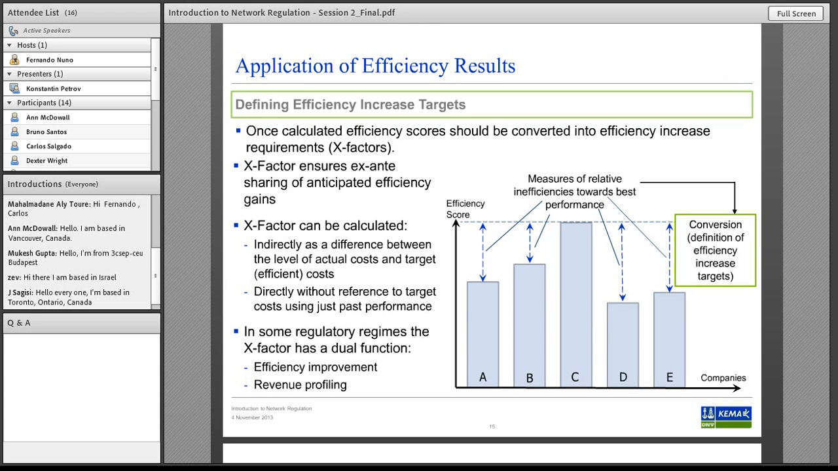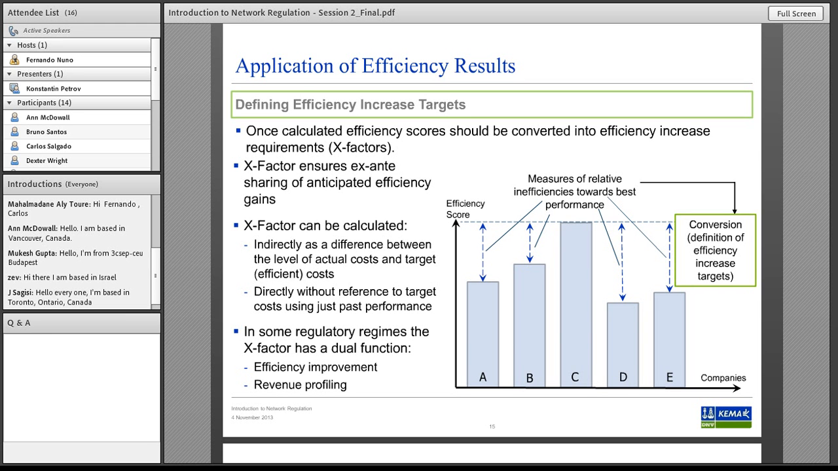Sometimes in regulation we can distinguish between two types of X factors. One application of X factors is just setting them equal to the efficiency increase target, which means we have started from one position and the X factor is the required efficiency increase, for example cost reduction. But they can be set in a more complex way. They can take not only the role of efficiency targets, but also of revenue profiling.